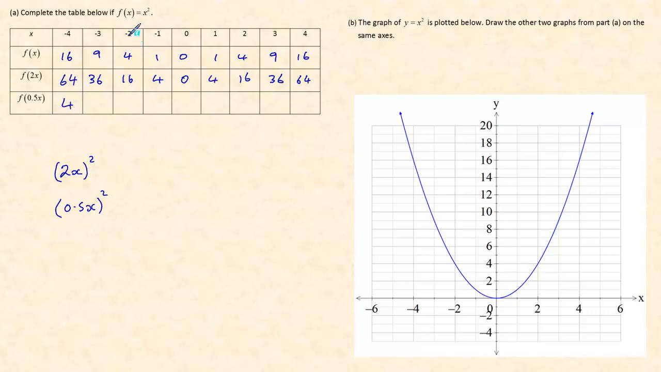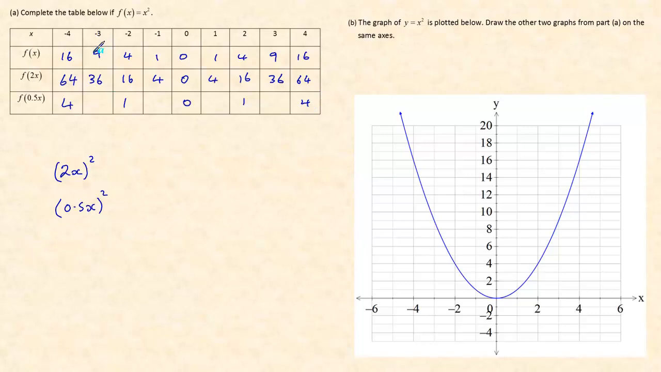Let's do the even ones first because they're easier. So that's going to be negative 1 squared. This one's obviously going to be 0. Half of 2 is 1. Square that, we get 1. Half of 4 is 2. Square that, and we get 4.